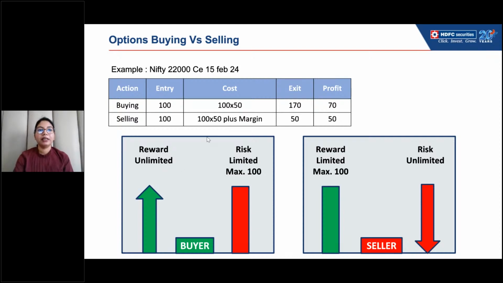Okay, but if it doesn't go in his direction, what can happen? What is his maximum loss? It's 100, right? Because उसने 100 रुपीज पे किया है, तो ज्यादा से ज्यादा उसका अगर पैसा गया तो कितना जाएगा? 100 रुपीज, right? So for a buyer the reward is unlimited and risk is limited, in this case maximum to 100.